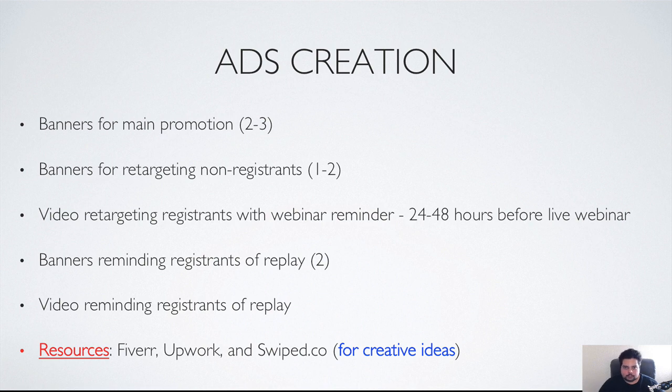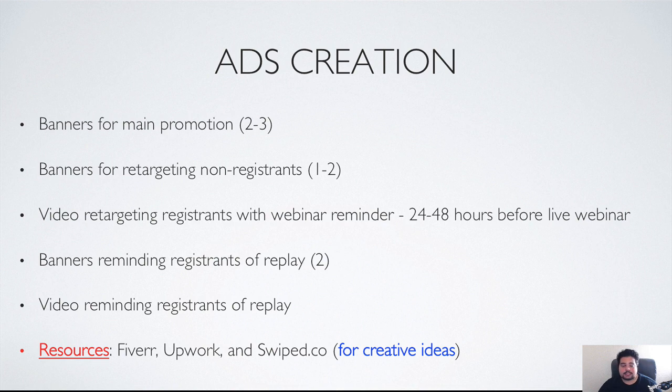How about the ads creation process? Most people, they do a couple ads and they just set it and forget it and see what happens. Let's take it to the next level. You're going to do 2 to 3 banner ads, 2 or 3 image ads. Essentially, you want this to be just for cold audiences. And then you're going to do another 1 or 2 just for retargeting people who do not register from your initial ads. Okay, so you're going to have, let's say, 3 ads. Then you're going to have 1 that's for retargeting. So you have 4 ads right there.